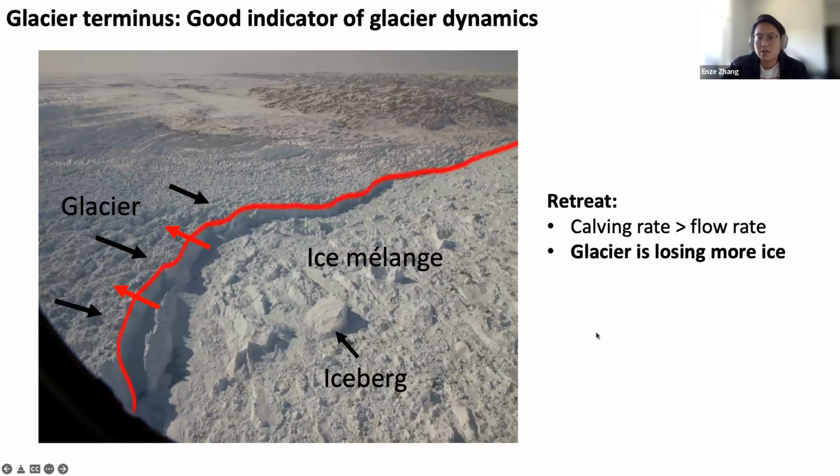Also, the glacier terminus is a good indicator of glacier dynamics. The glacier terminus is actually determined by two processes, glacier movement and glacier calving. As the glacier moves forward to the ocean, the front will move forward as well. You can see the glacier moves in this direction, and the front moves as well. But at the front, ice will calve from the glacier and generate icebergs. Look here, these are large icebergs generated from glaciers. When the calving rate is larger than the flow rate, the glacier will retreat. That makes the terminus a good indicator of glacier dynamics, because when glaciers are retreating, it means they are losing mass faster.